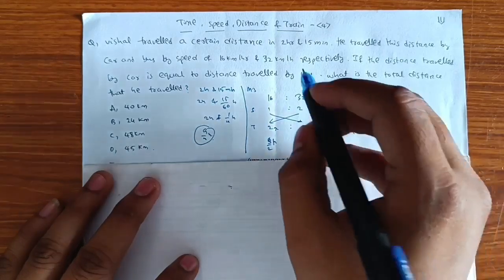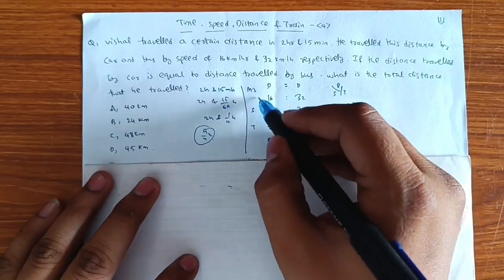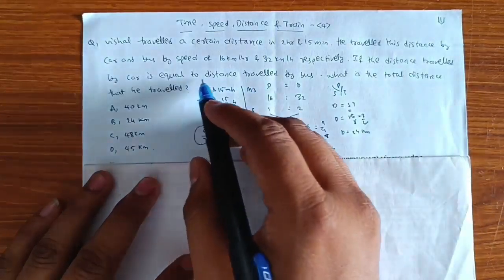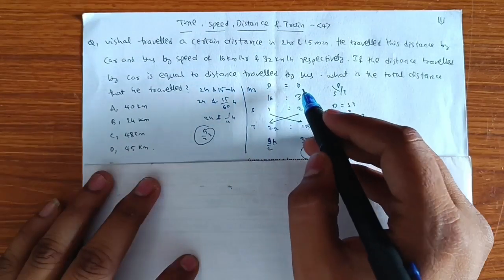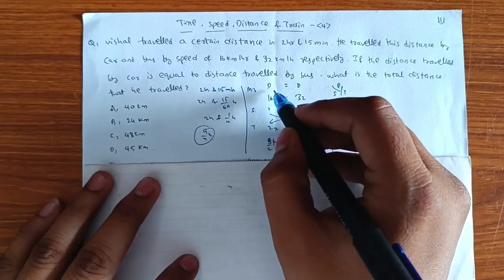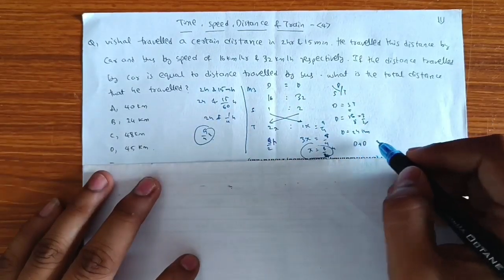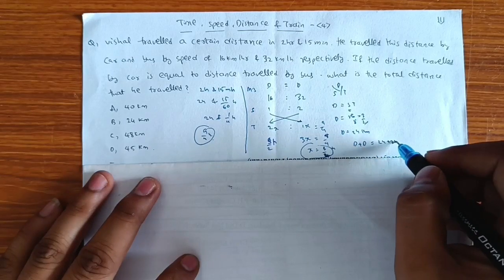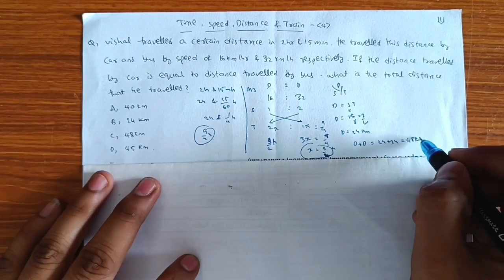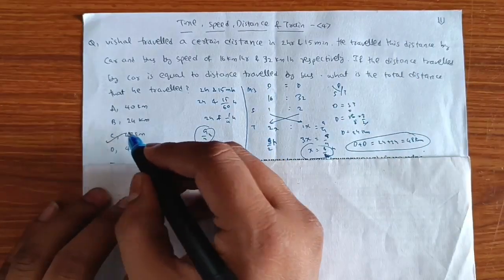So here the distance is the same. The distance traveled by the car is equal to the distance traveled by the bus. So the distance traveled by the car, which we got as 24, so now the total distance is d plus d, which is 24 plus 24, which is 48 kilometers. So I think you have got the answer, which is option C.